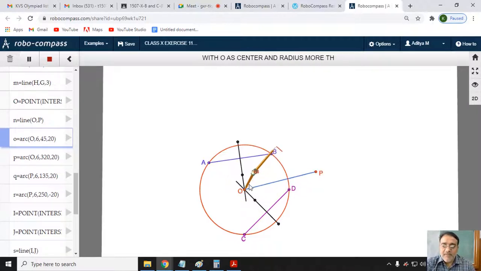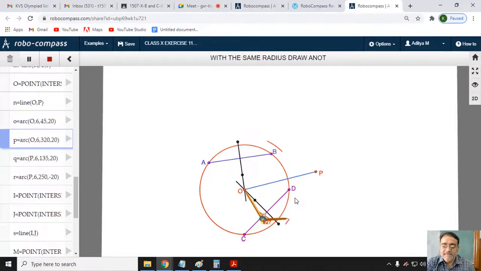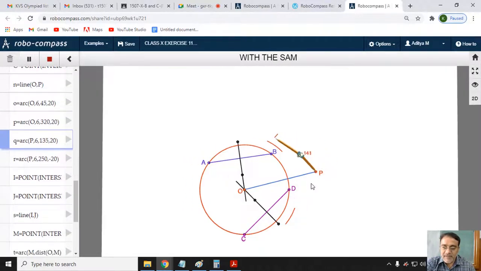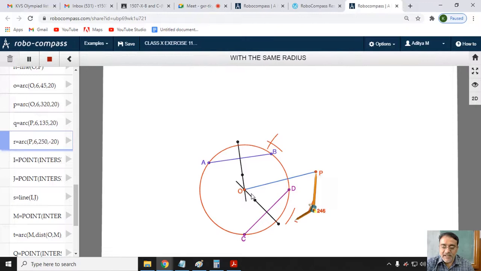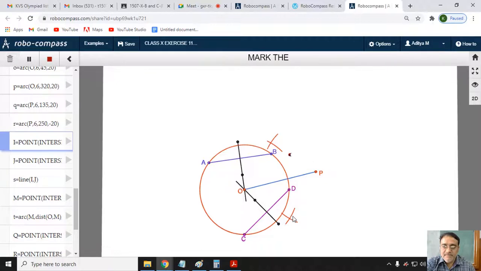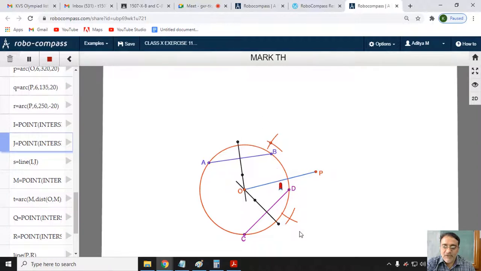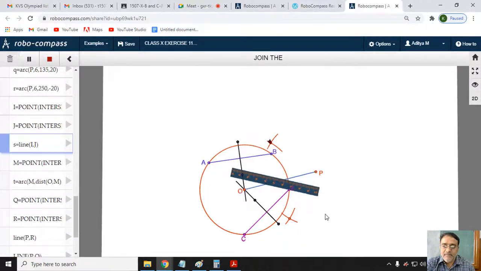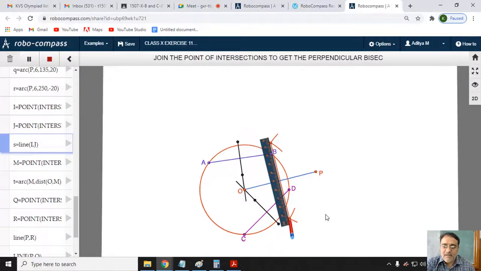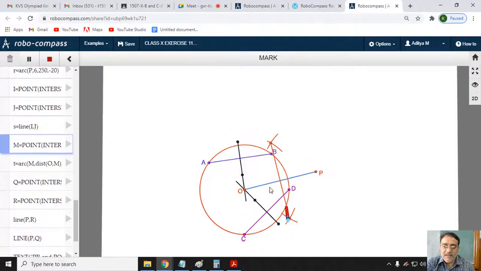With center O and radius more than half of OP, we will draw 2 arcs on both sides. Now from P we draw with the same radius that we took from O. Both will intersect at 2 points. Let the 2 points be I and J. We are marking both points. Now we'll join these 2 points, which will intersect OP at point M.